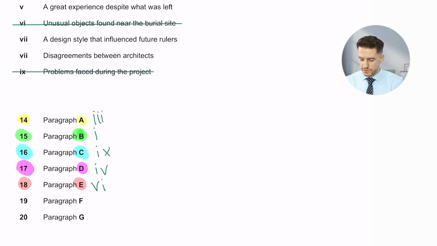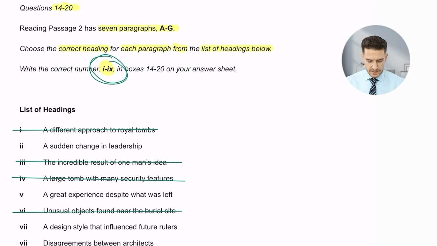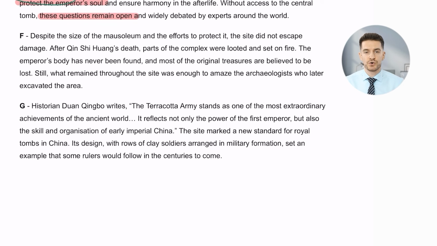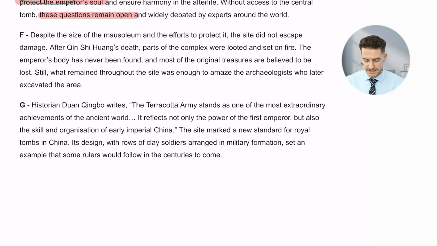And then let's move on to the next one now, which is question number 19, paragraph F. So let's go back up and have a look. This is a nice short paragraph, so hopefully it shouldn't take too long. Despite the size of the mausoleum and the efforts to protect it, the site did not escape damage. Okay, that could be important. After his death, parts of the complex were looted and set on fire. The emperor's body has never been found, and the original treasures are believed to be lost. Still, what remained throughout the site was enough to amaze the archaeologists who later excavated the area.